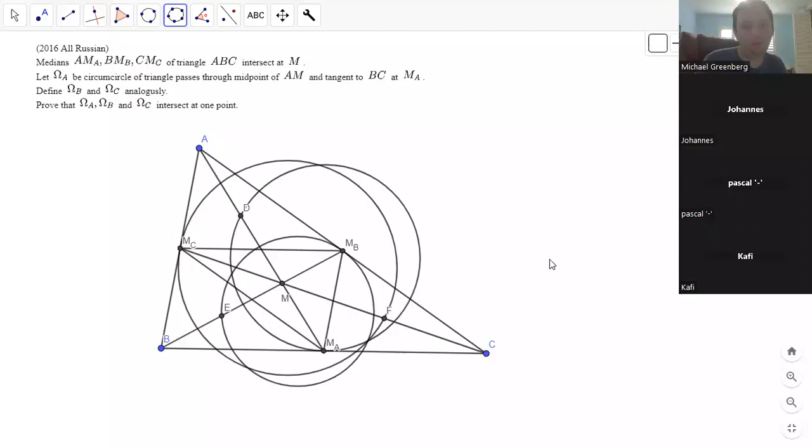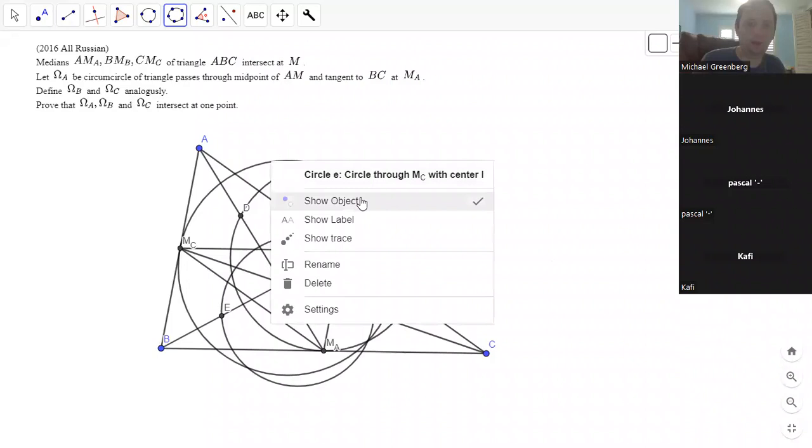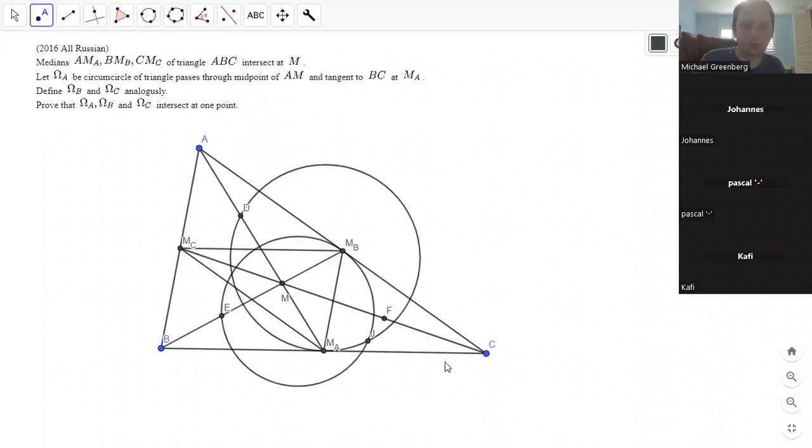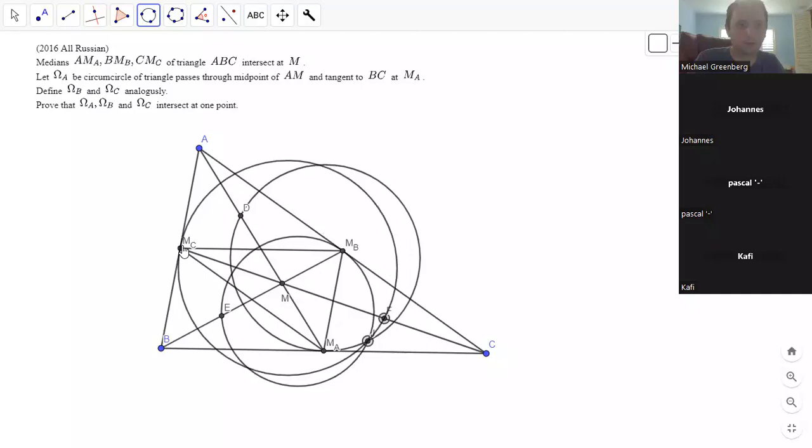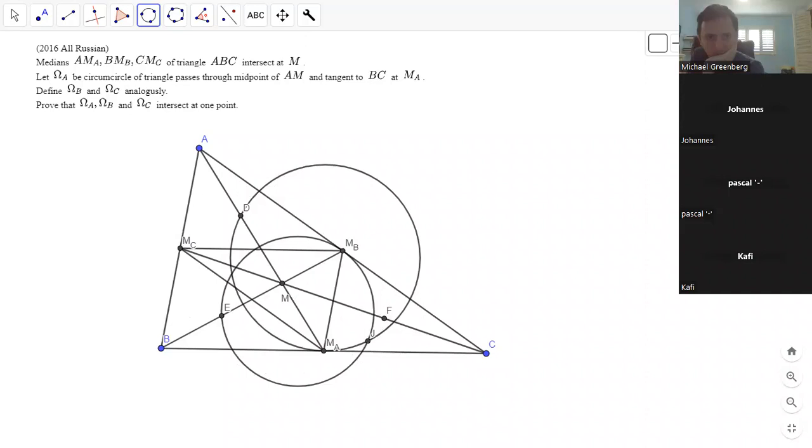So we could try taking the biggest circle and hiding it. Then we want to show if these intersect at J. We want to show MCJ, no, I don't think that's right. JF. Do we want to show JFMC is tangent to AB? I think that's what we want to show. I kind of like the problem better when it's symmetrical like this. So let's think. Is there any way we can invert? I'm not sure there is.